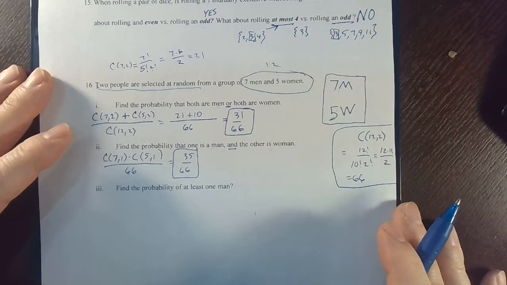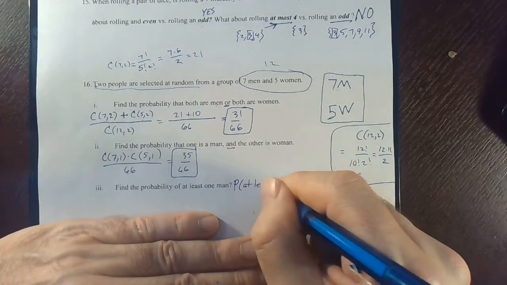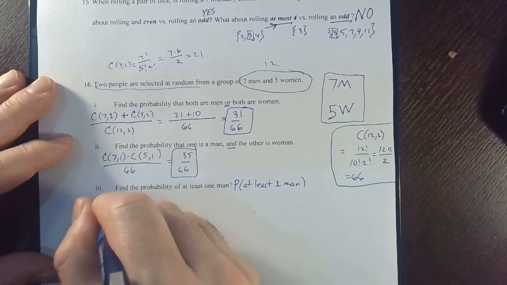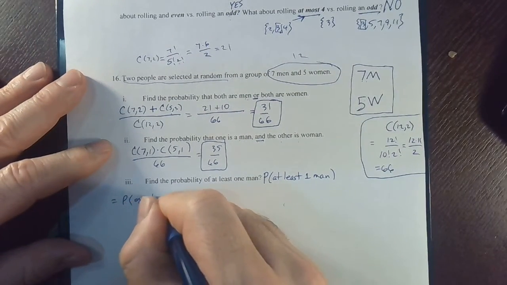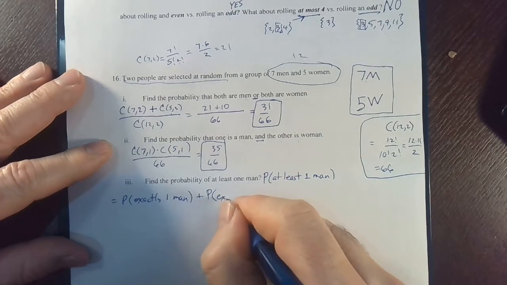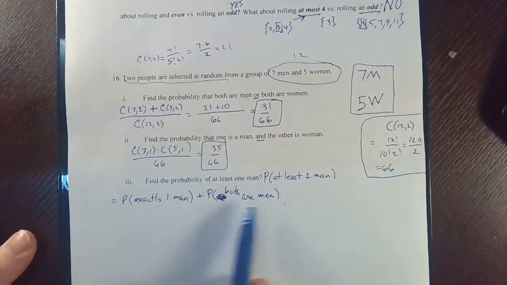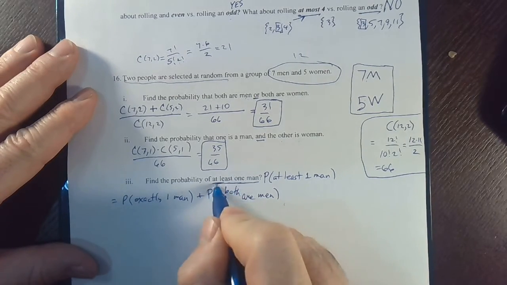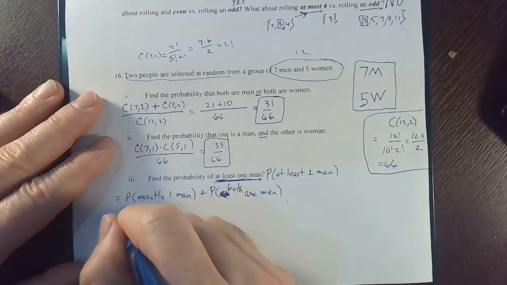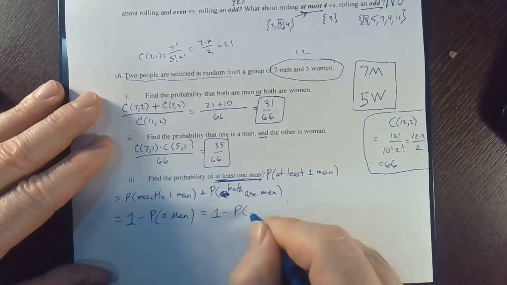Third one, find the probability of at least one man, which is equal to, let me write it down, at least one man. Well, how many are we choosing? We're choosing 2, right? So that's equal to the probability of exactly one man, plus the probability of exactly 2 men. I'll put both men. But remember what we frequently do when we see at least one. The complement of that event would be there is not at least one. It means there is none, 0 men. So this is equal to 1 minus the probability of 0 men, which is equal to 1 minus, if you have 0 men, you have 2 women.